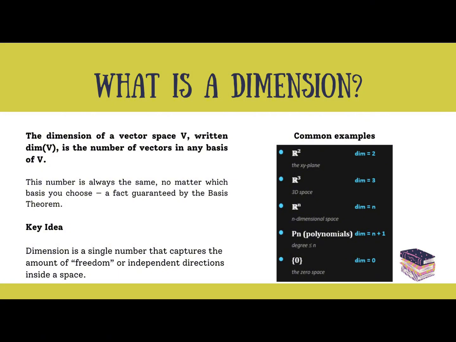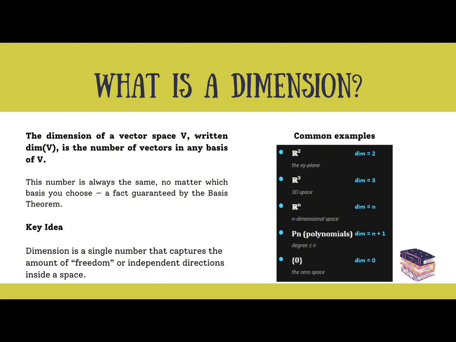Now let's move to the concept of dimension. The dimension of a vector space is simply the number of vectors in any basis of the space. One important thing to remember is that no matter which basis you choose, the number of basis vectors is always the same. This is guaranteed by the basis theorem. You can think of dimension as the number of independent directions available inside the space.